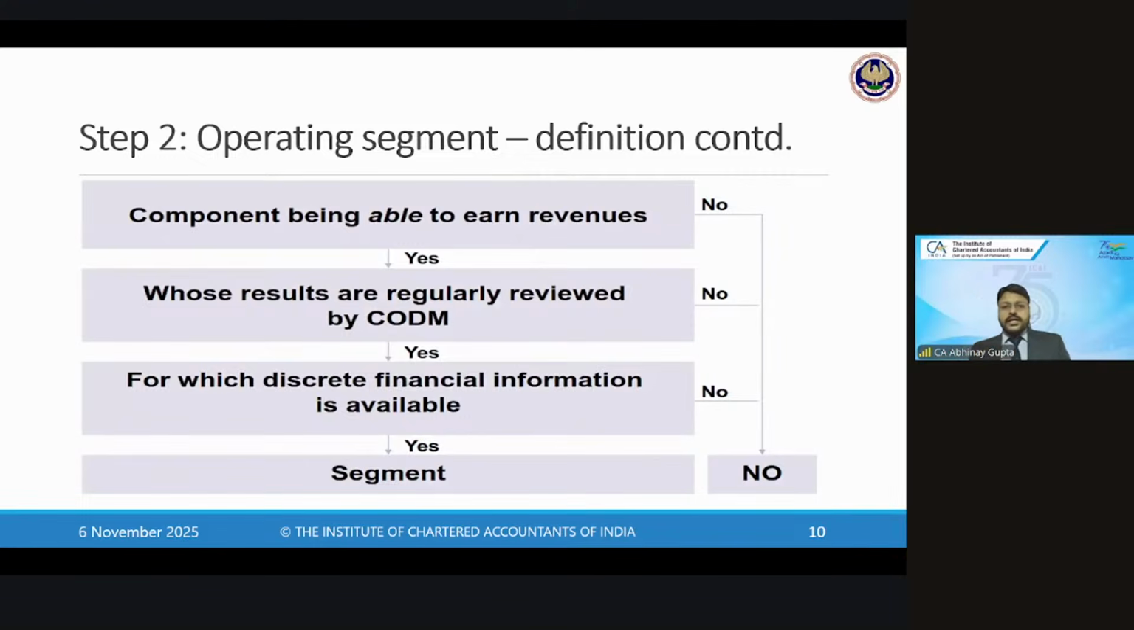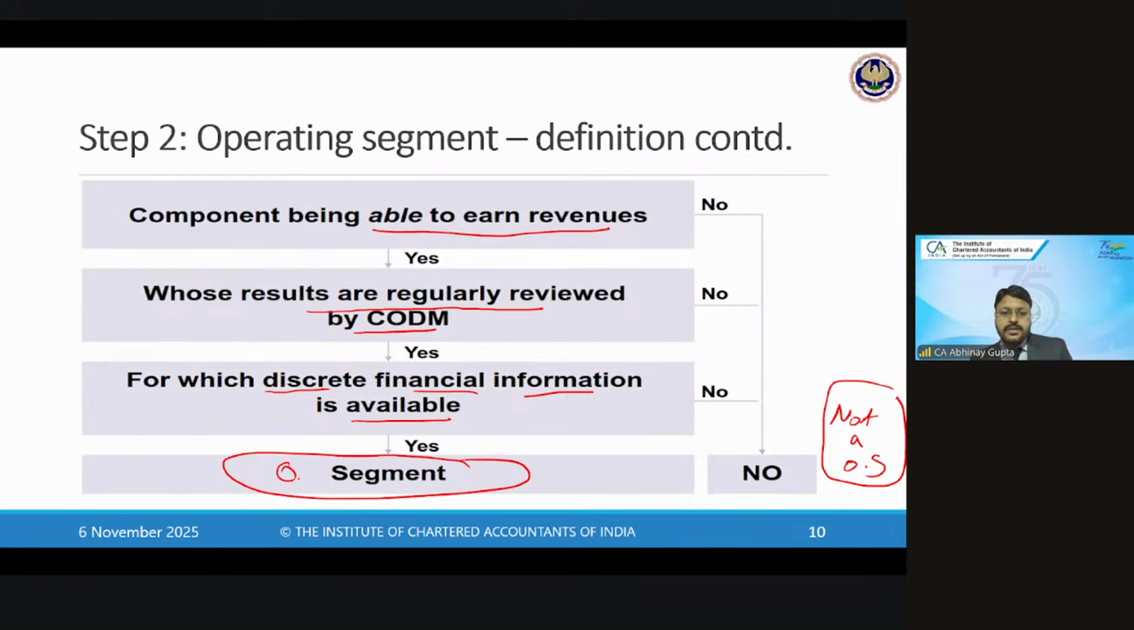So this is the chart. Question number 1: is the component able to earn revenues? If the answer is yes, we proceed further. If no, then this is not an operating segment. If yes, whose results are reviewed regularly by the CODM? So the CODM has a focus to review the results of this segment. If no, then this is not an operating segment. If yes, then is discrete financial information available which the CODM actually reviews? If no, again this is not an operating segment. If yes, then only it will be an operating segment.